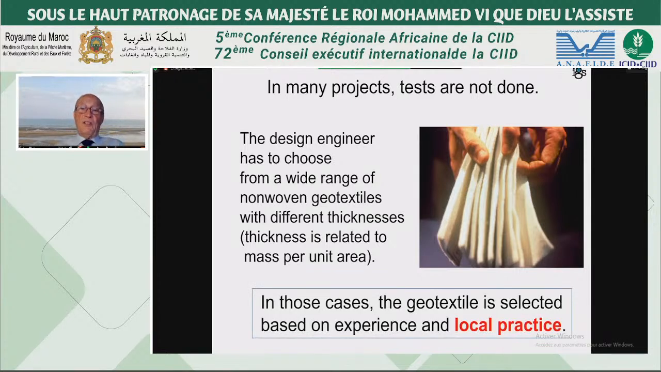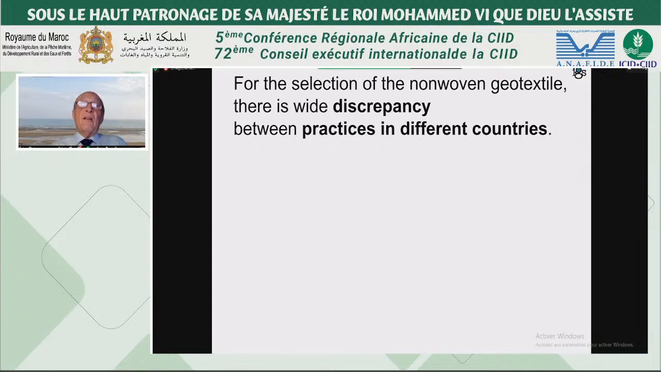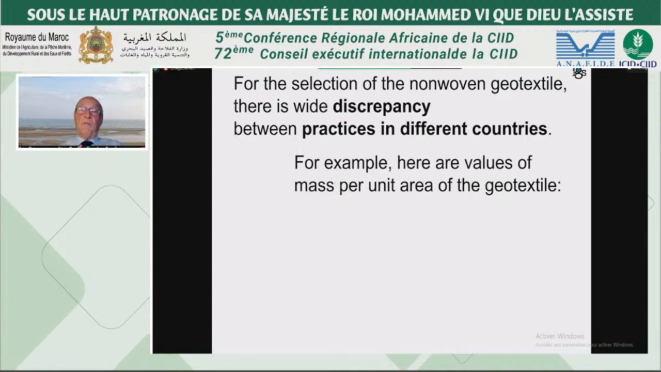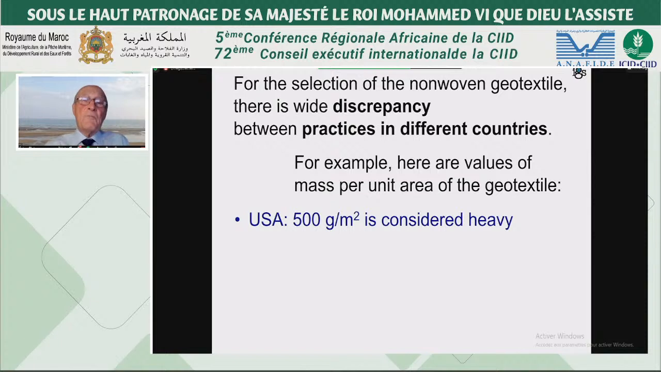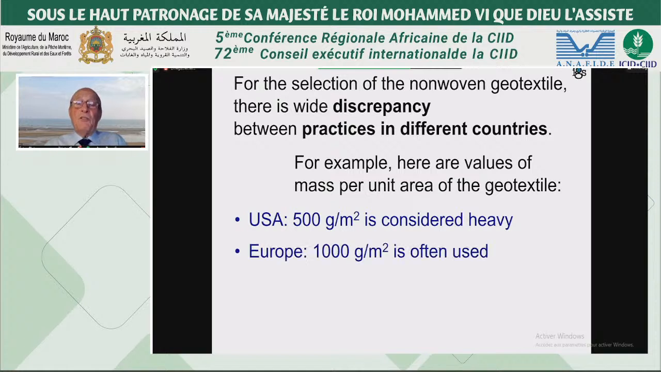In those cases, the geotextile is selected based on experience and local practice. But for the selection of the non-woven geotextile, there are wide discrepancies between practices in different countries. For example, here are values of mass per unit area of the geotextiles used in different countries. In the United States, 500 grams per square meter is considered heavy. But in Europe, 1,000 grams per square meter is often used.